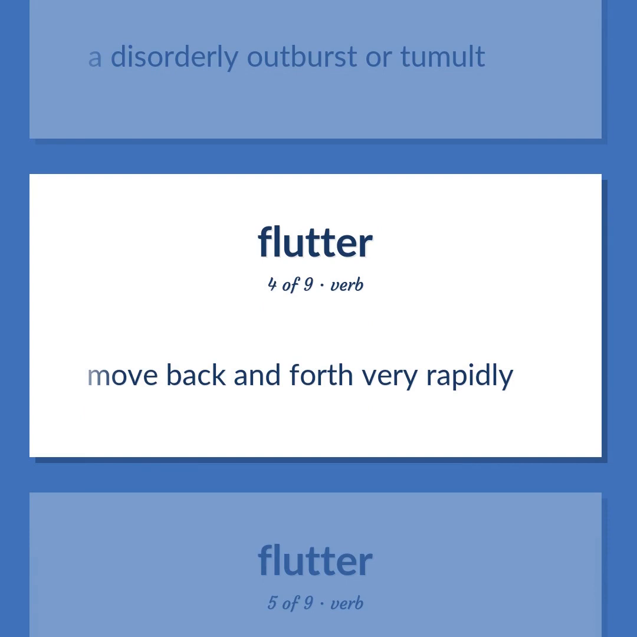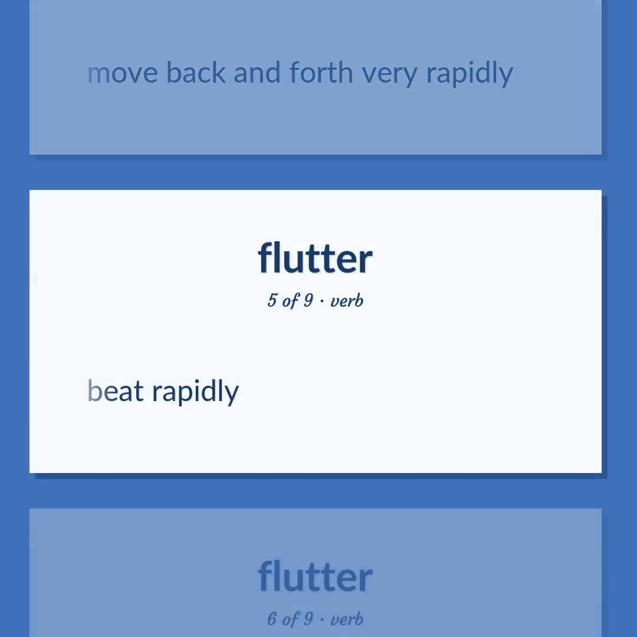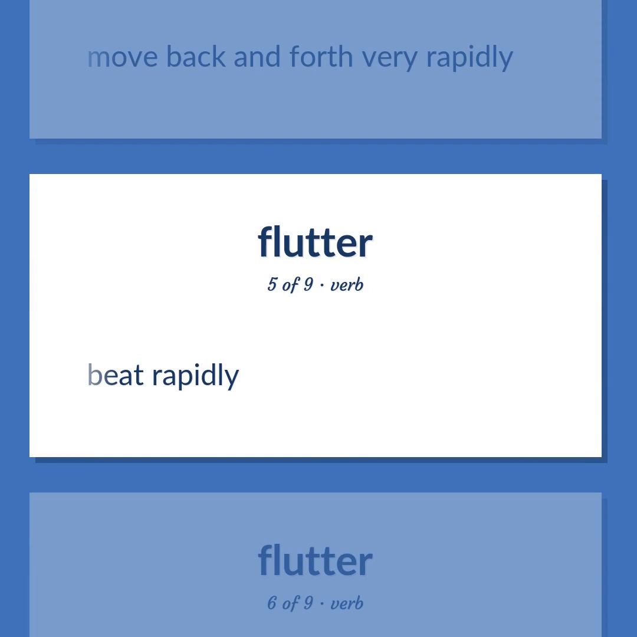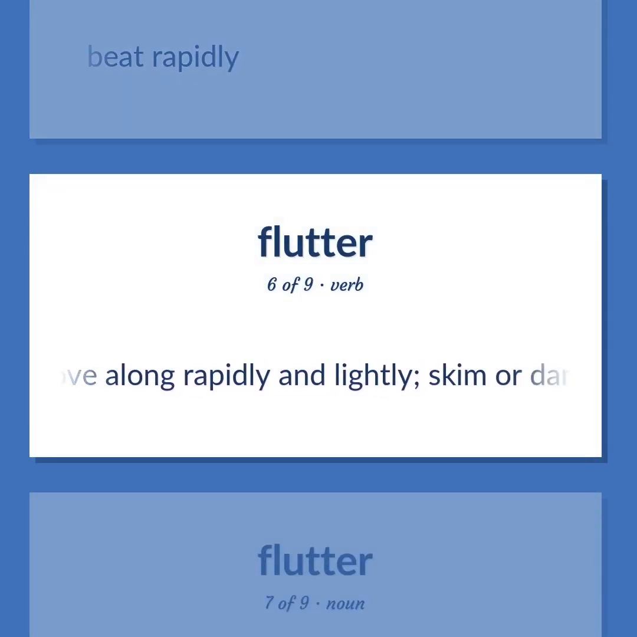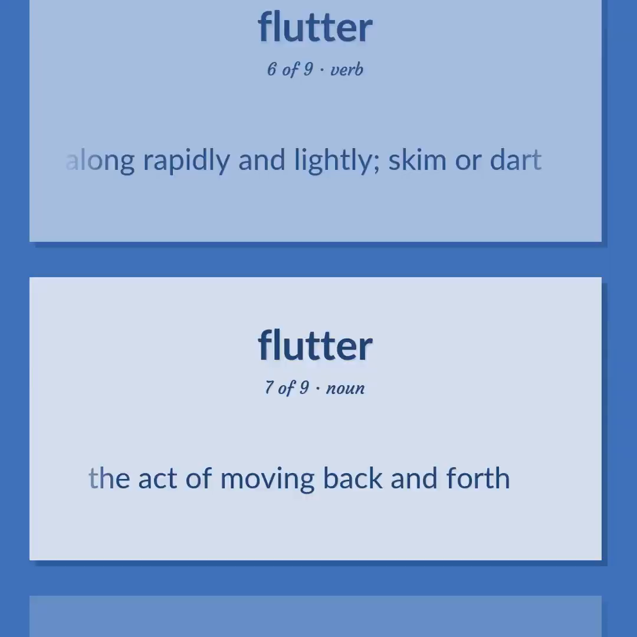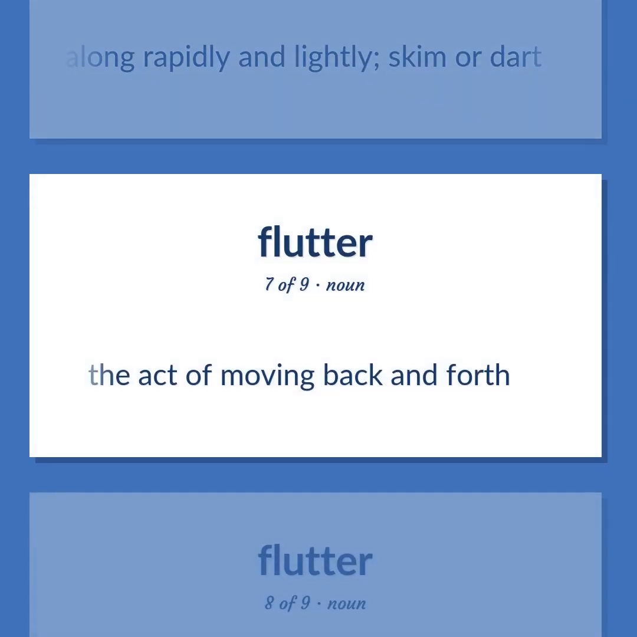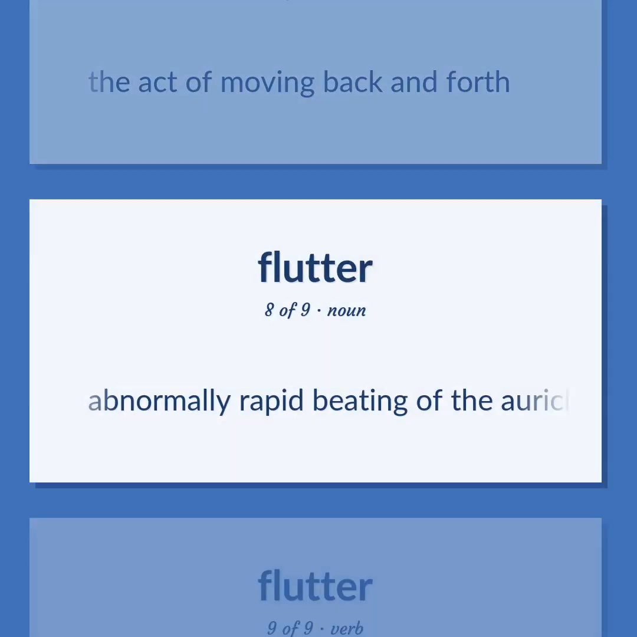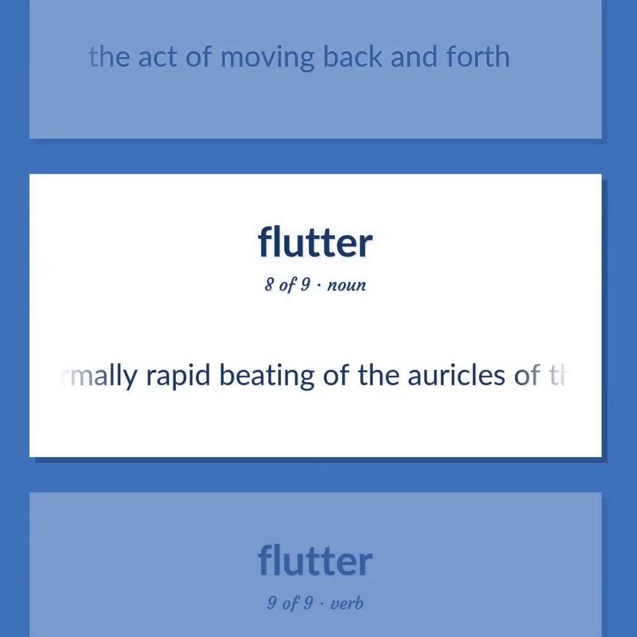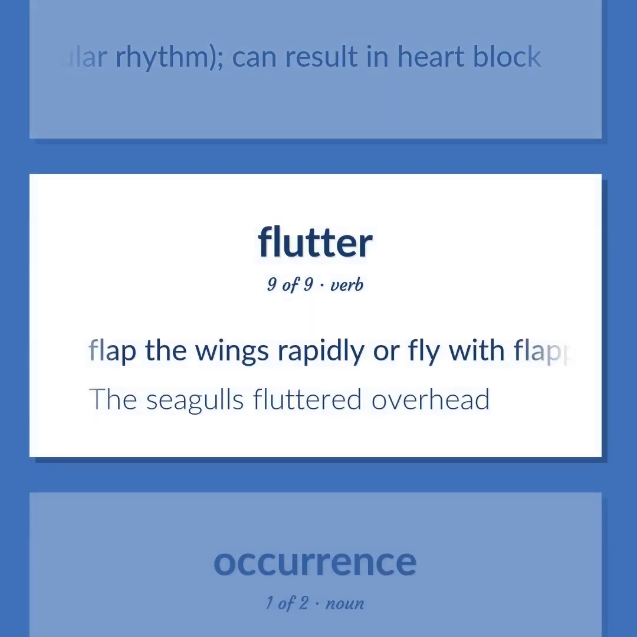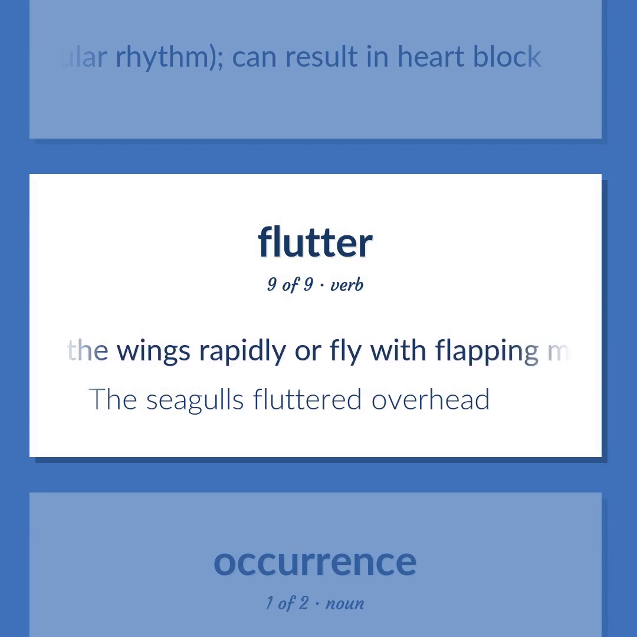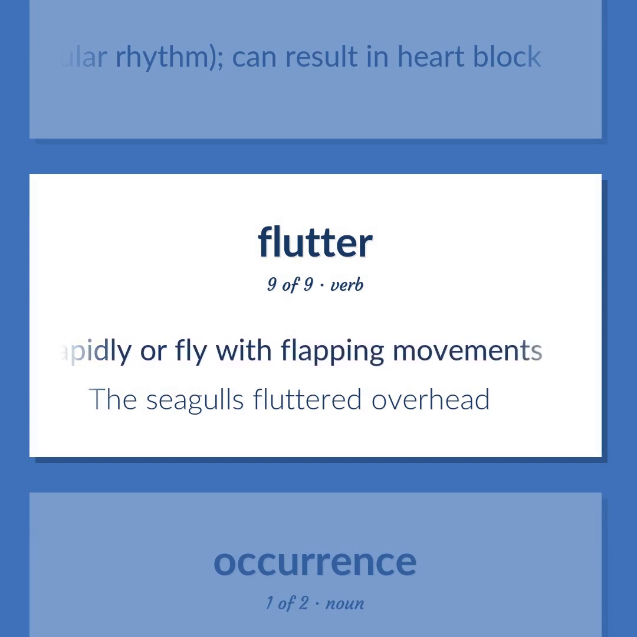Move back and forth very rapidly. Beat rapidly. Move along rapidly and lightly, skim or dart. The act of moving back and forth. Abnormally rapid beating of the auricles of the heart, especially in a regular rhythm, can result in heart block. Flap the wings rapidly or fly with flapping movements. The seagulls fluttered overhead.